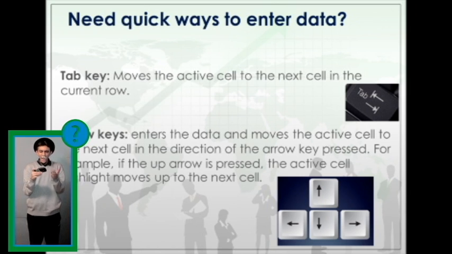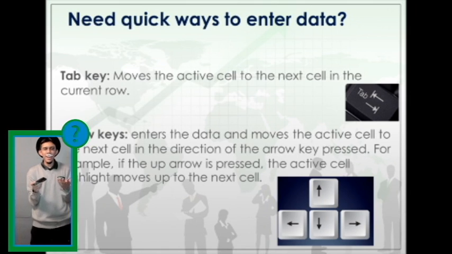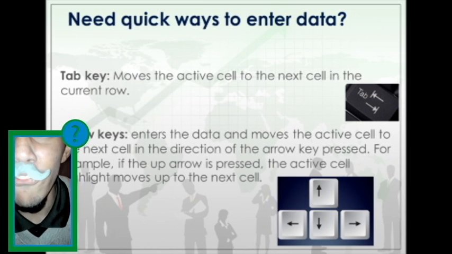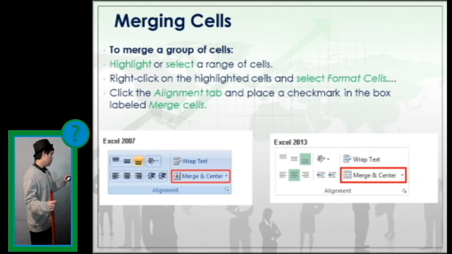Wait, but how do you merge cells? I don't understand. How do you do it? Somebody explain it to me! To merge a group of cells, highlight or select a range of cells. Right-click on the highlighted cells and select Format Cells. Click the Alignment tab and place a check mark in the box labeled Merge Cells.